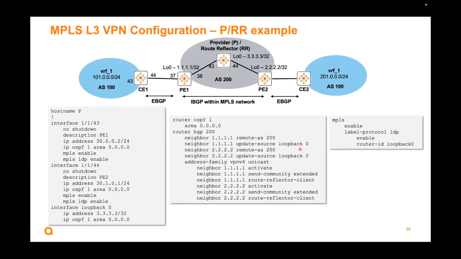Typically, you want to peer using loopback addresses with your PEs on the same AS. And now you have the new address family VPNv4 unicast. So that's where you exchange your communities with the route targets and the route distinguishers. Because this is a route reflector, you want to enable route reflector clients towards your PEs. At the MPLS level, you want to enable it, and you want to go to LDP and enable that, specify the loopback as well.